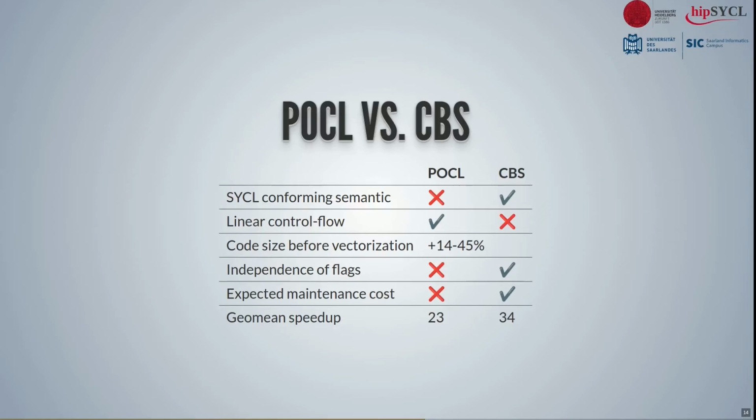I want to conclude by directly comparing the POCL and CBS variants. The main issue with POCL is that it does not support the full flexibility of the SYCL specification, whereas CBS does. POCL's vision approach leads to linearized control flow, which can be beneficial for vectorization but also increases the code size slightly. POCL also requires some additional compiler flags and has more special case handling for control flow structures. The current implementation of both POCL and CBS show a geomean speedup of 23 and 34 respectively. Here it has to be noted that the CBS variant has been better optimized in hipSYCL.